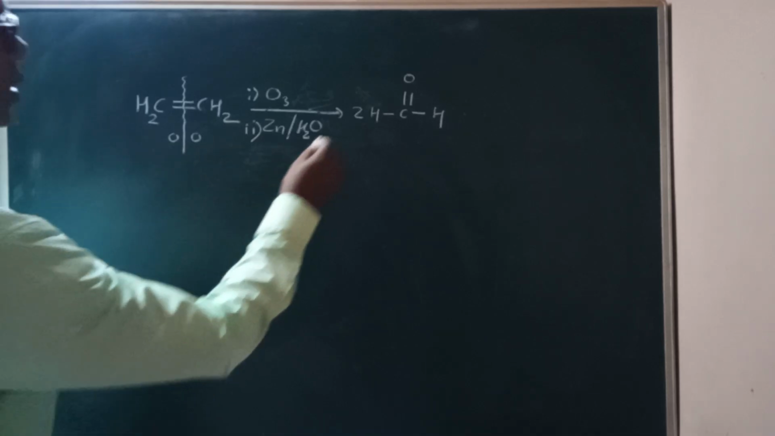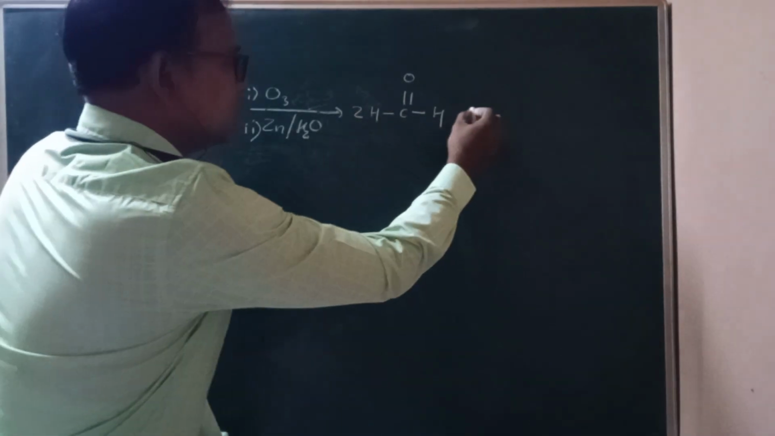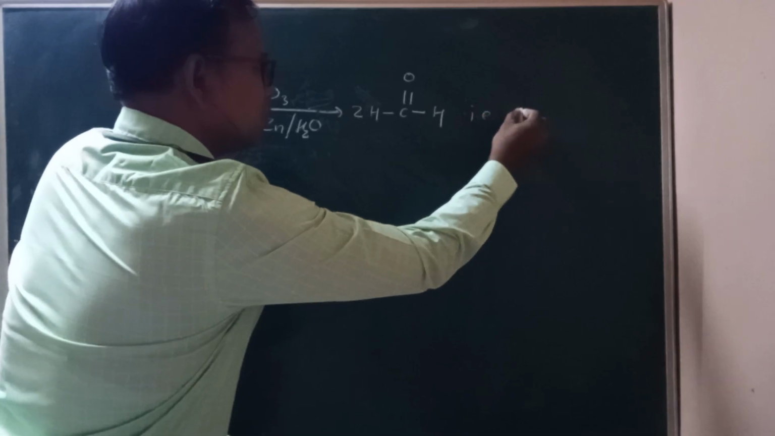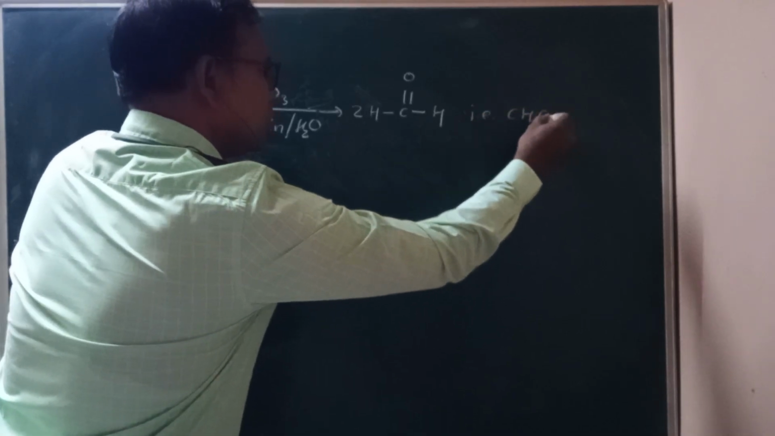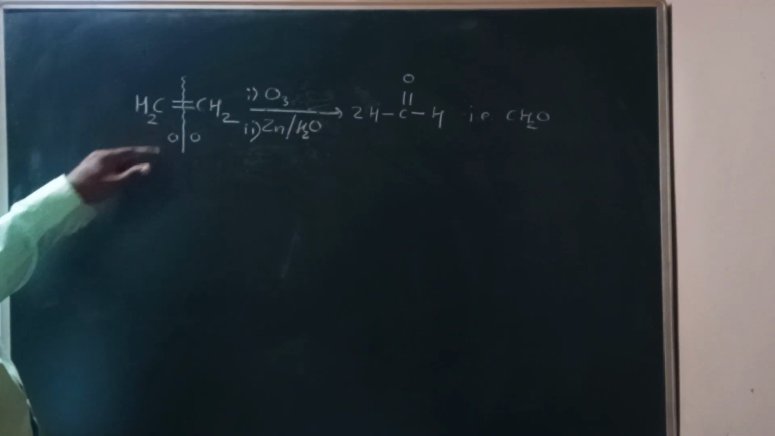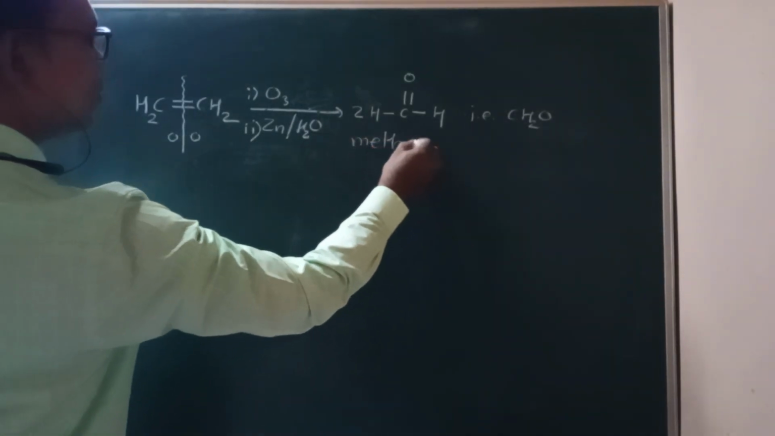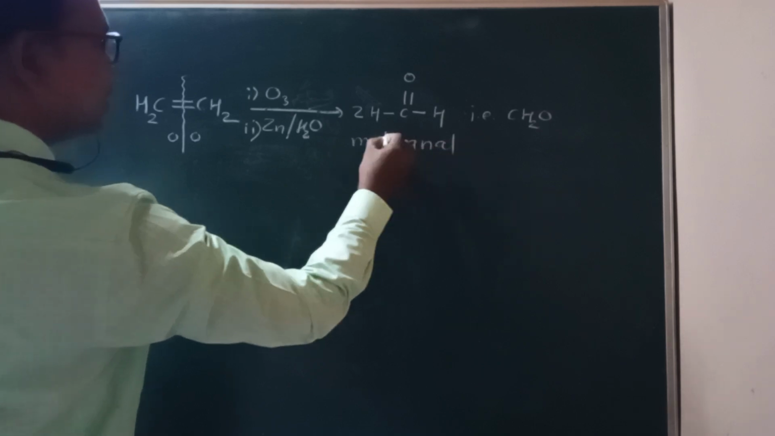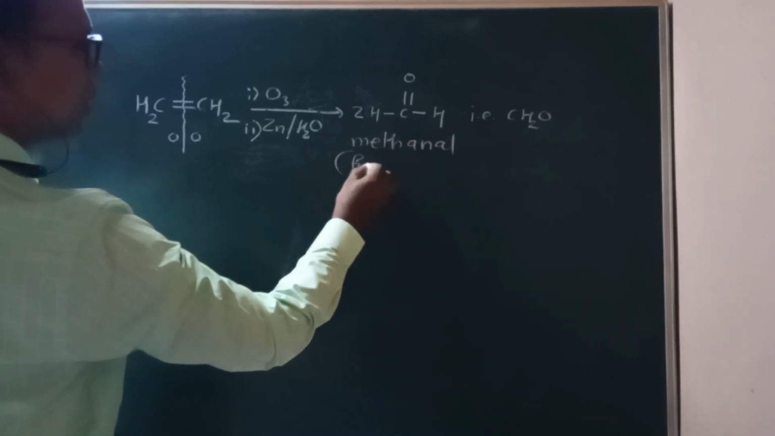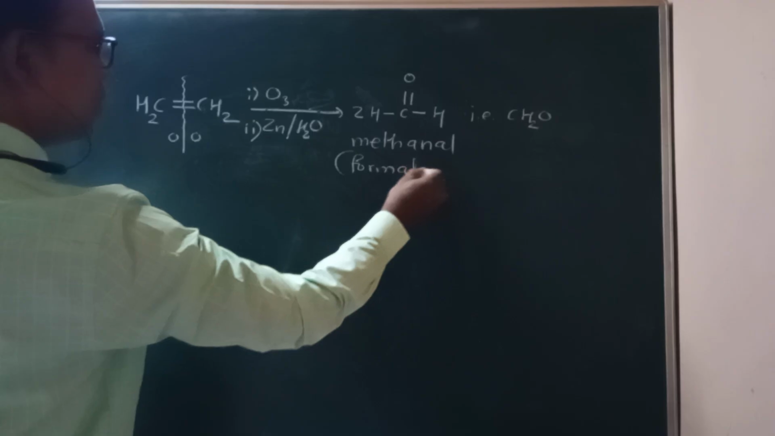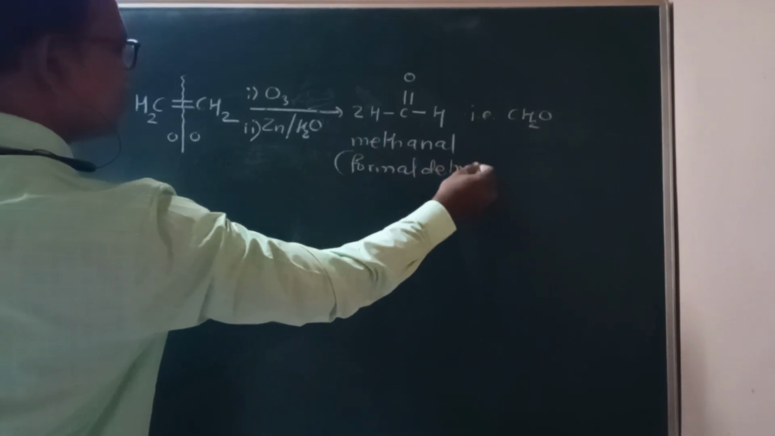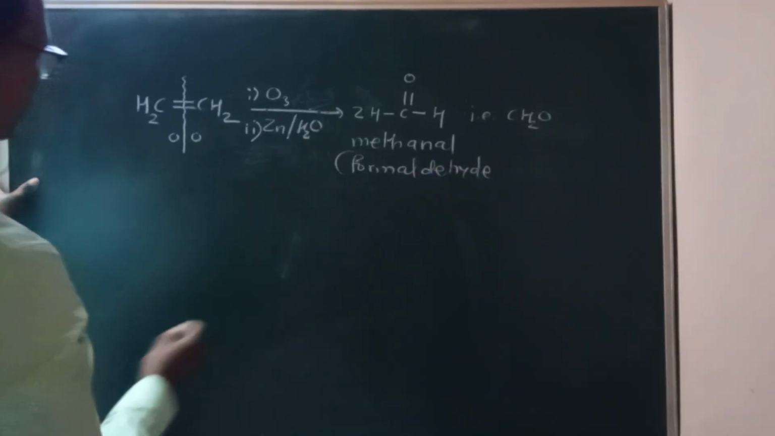Now this HC double bond OH is nothing but CH2O. And the compound is called methanal. It's methanal, not methanol, it's methanal. That is formaldehyde. Its common name, its trivial name, is formaldehyde. Now let us solve this alkene.